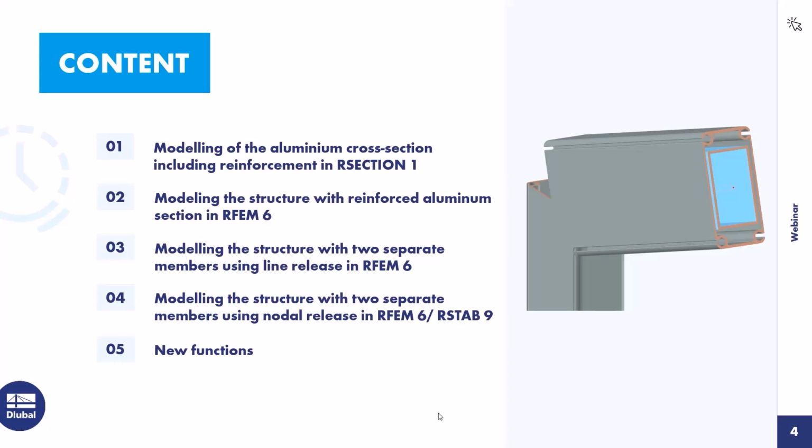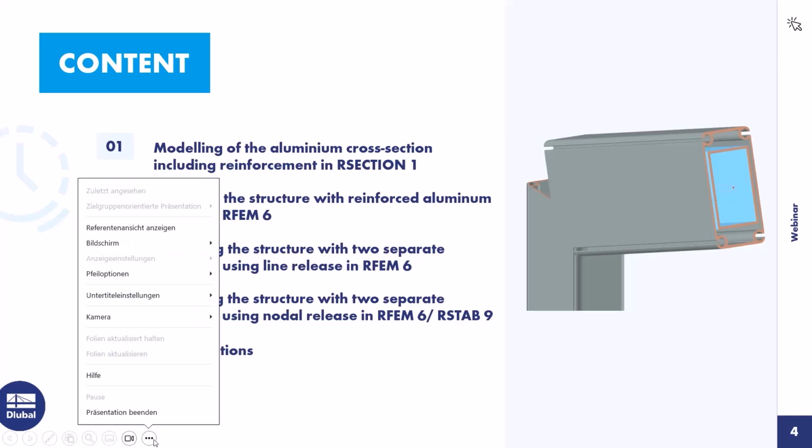I will first show the modeling of the aluminum cross-section including reinforcement in RSECTION, and afterwards I create the structure in Rfem. In the process I will also explain how to change RSECTION cross-sections from Rfem. I then model the structure with two separate members using line releases in Rfem. I will then show an alternative modeling of the two separate members using nodal releases in Rfem. This option is also available in RSTAB, while line releases are not available in RSTAB. Finally, I will talk about new useful features.